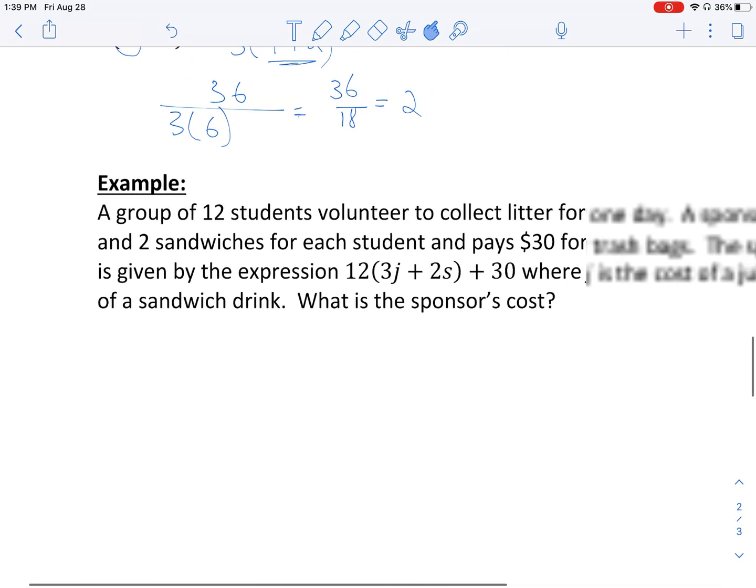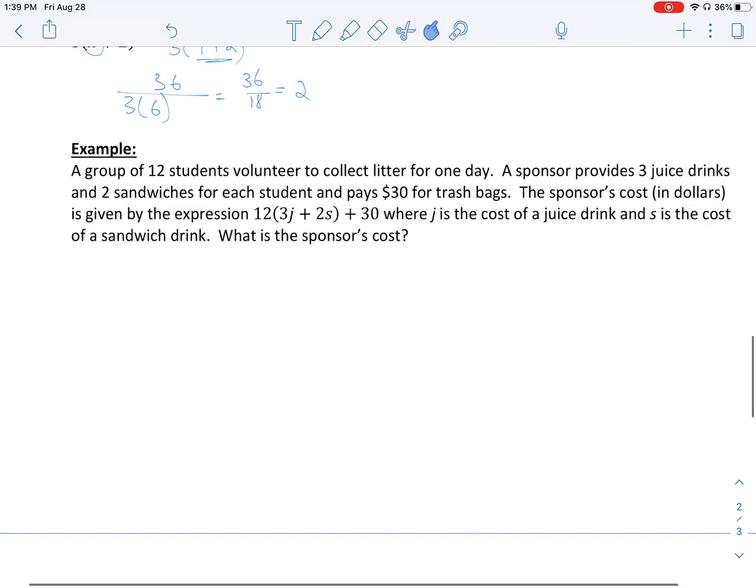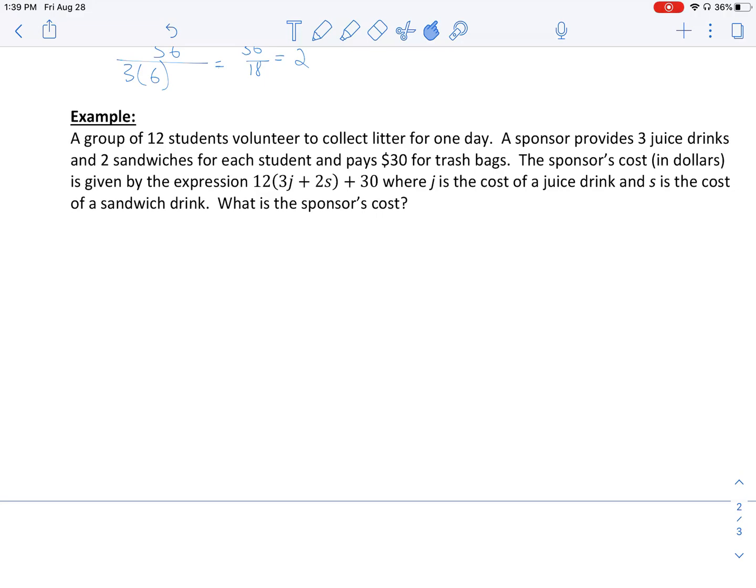All right, your next example is a word problem. It says a group of students volunteer to collect litter for 1 day. A sponsor provides 3 juice drinks and 2 sandwiches for each student and pays $30 for trash bags. The sponsor's cost in dollars is given by the expression 12 times (3J plus 2S) plus 30, where J is the cost of juice and S is the cost of a sandwich. What is the sponsor's cost?